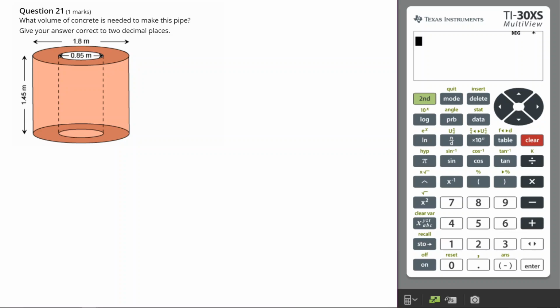Welcome. So in this video, we'll be answering this question before us. It says, what volume of concrete is needed to make this pipe? Give your answer correct to 2 decimal places. So here is our pipe.